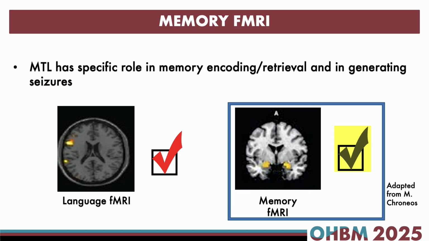I'm going to switch now to memory fMRI, which is actually what I mainly do. As many of you in the room know, the mesial temporal lobe is important in memory encoding and retrieval. It's also important in generating seizures, which is one of the reasons I study epilepsy. And while we know that language fMRI is used clinically and thought to be reliable, memory fMRI is really not, especially with kids, and we're going to talk about why.